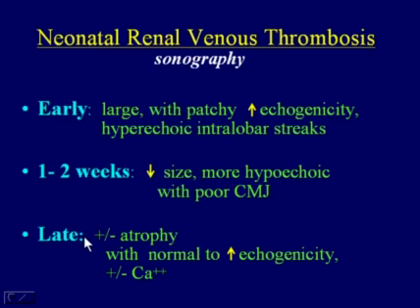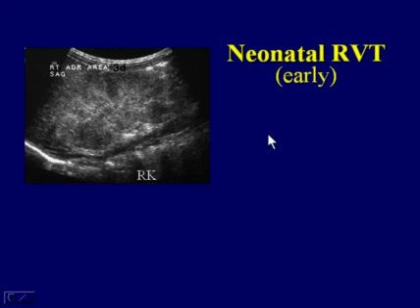And then over time, the kidney may or may not atrophy depending on the amount of collateralization that takes place. Sometimes we'll find that the kidneys are small and echogenic, and sometimes we'll find small calcifications within the kidney in the same places where the thrombi had occurred within the venules of the kidney. Now let's look at some cases. Here's a classic example of an acute or early neonatal renal venous thrombosis.